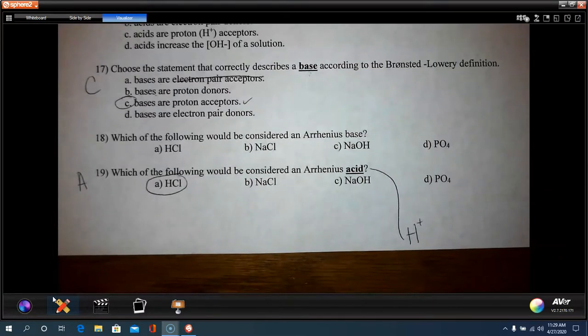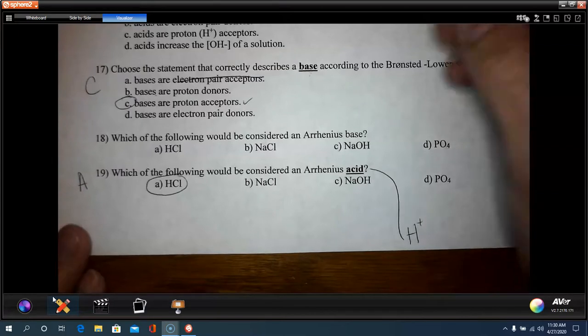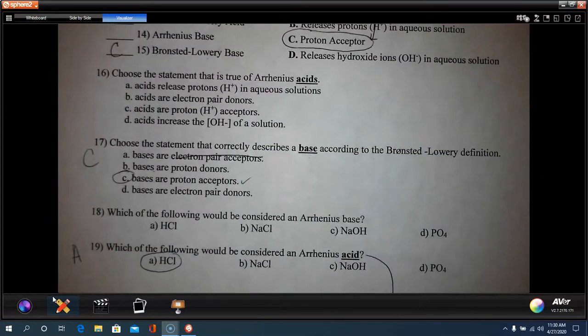Remember that acids will have hydrogens. Bases will have hydroxides. Arrhenius acids will dissociate and give off the hydrogen. Arrhenius bases will dissociate and give off hydroxide. Remember, there's that separate definition of Bronsted-Lowry. Bronsted-Lowry acids are proton donors. They will give up the hydrogen. But the Bronsted-Lowry base is where it gets a little trickier. It doesn't have anything to do with the hydroxide. It has to do with what will accept the proton from the Bronsted-Lowry acid.